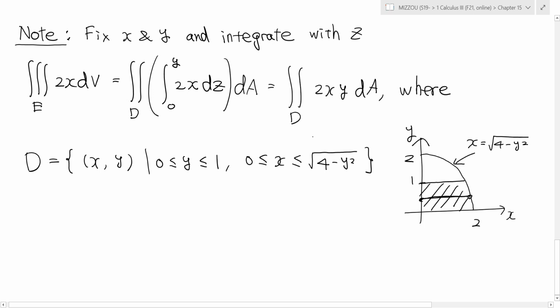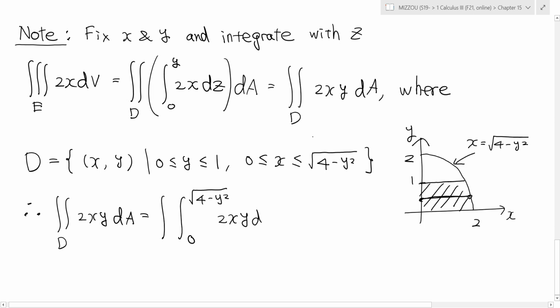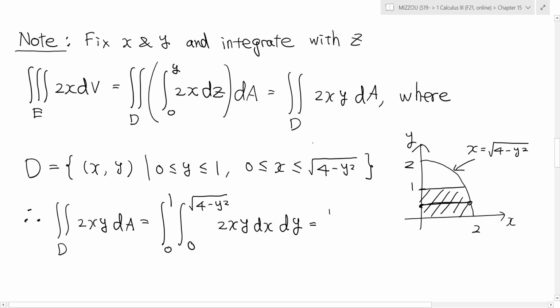So therefore, this integral of 2xy dA is, like I said, for fixed y, x is from 0 to root 4 minus y squared of 2xy dx, and then dy from 0 to 1. You could do it this way, and then you are supposed to get the same answer. What was the answer? 7/4. You are supposed to get the same thing. To verify this is your exercise. So you could do either way.